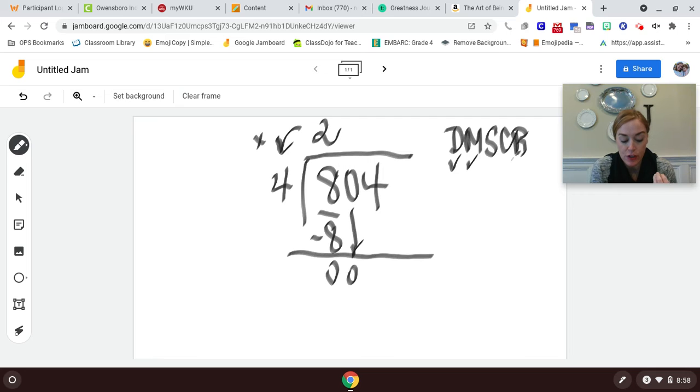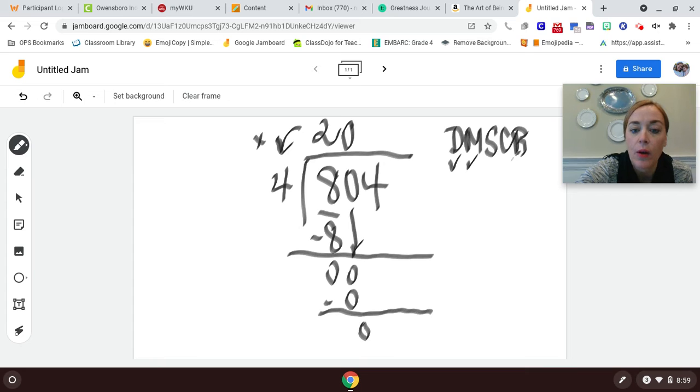What would we have to do? I want you to think about it for just a second. If we have 0 tens, what would we need to do? Well, 4 can't go into 0. So you're simply going to come up here and put a 0. Then you do your multiplication: 0 times 4 is 0. Now you subtract, and you get 0. And you still have to check and bring down.